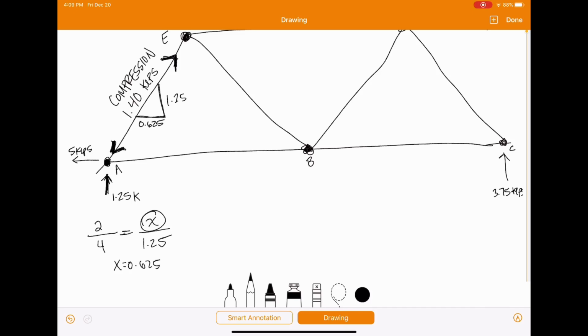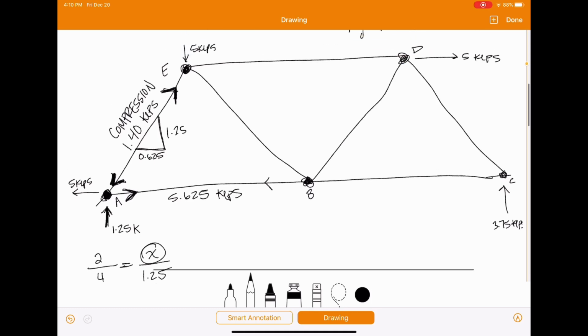All right, so then we can continue to look at A, and we've got 5 kips going to the left and 0.625 kips going to the left. So in order to balance that out, make it an equilibrium, we've got to have some horizontal force acting in the right direction. So we know 5 plus 0.625 is 5.625 kips. And so now our forces at A all add up to 0, so we're good there.